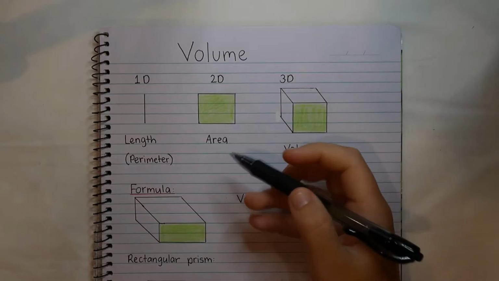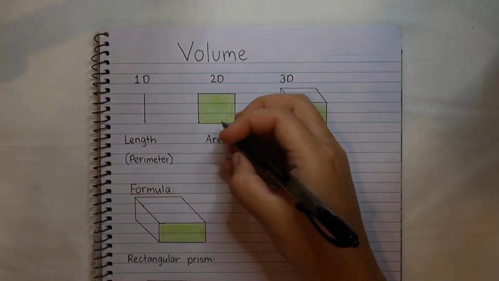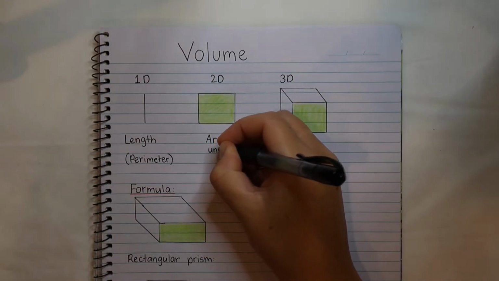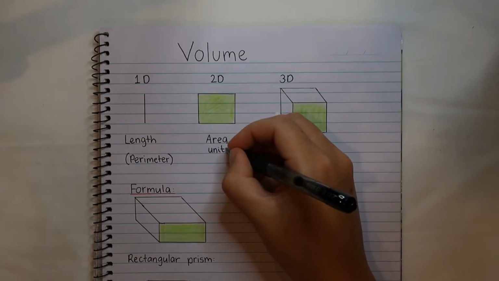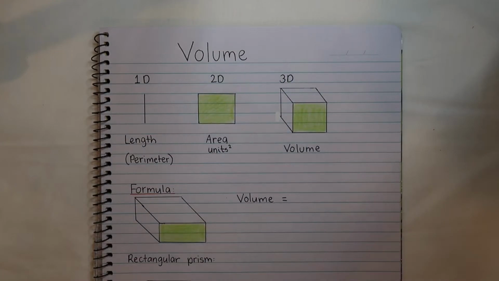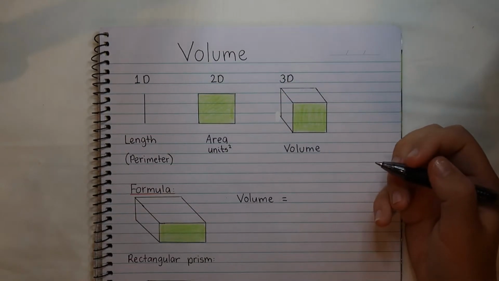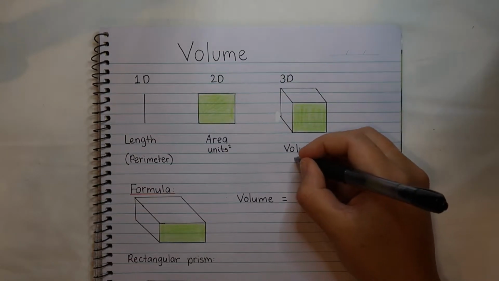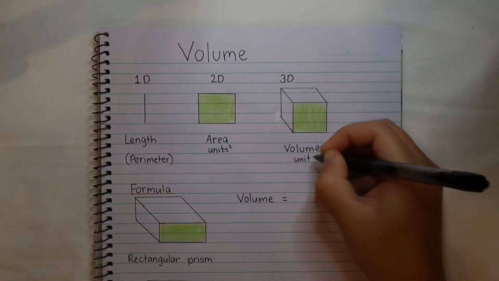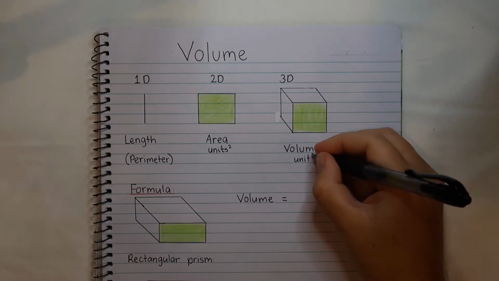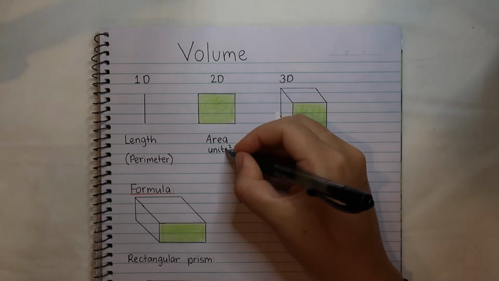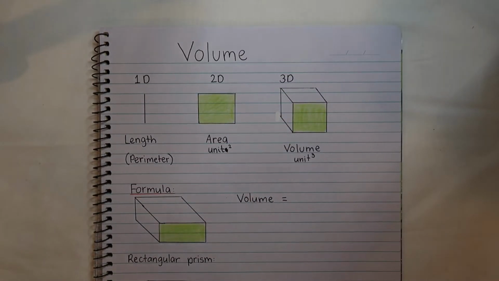So just like with area, where our units were measured in units, whether that was centimeters, meters, kilometers, it's units squared. Volume is, the common unit for volume is unit cubed. And we'll get to that shortly.